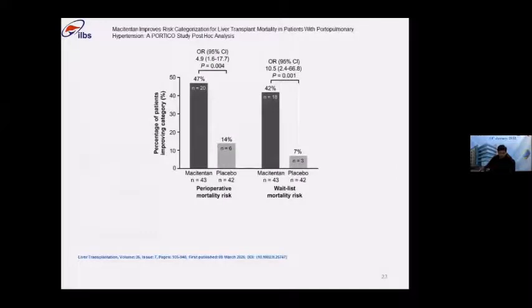One more recent study shows the efficacy of macitentan. Macitentan improves risk categorization of liver transplant mortality in patients with portopulmonary hypertension. In this study, 10 milligrams of macitentan was used for 3 months, and they were able to show a risk reduction from 14% to 47% in the macitentan group as compared to placebo, as well as on the wait list. So macitentan 10 mg with a lesser side effect profile.